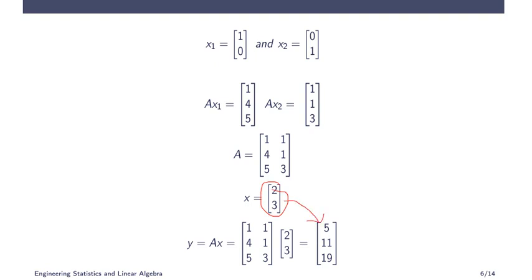So what we knew is the transformation for (1, 0) and for (0, 1). We can identify the transformation for (2, 3), because (2, 3) is the linear combination of (1, 0) and (0, 1). So that is why it should be the same linear combination of (1, 4, 5) and (1, 1, 3). So it will be (5, 11, 19). That is how easy the task is.